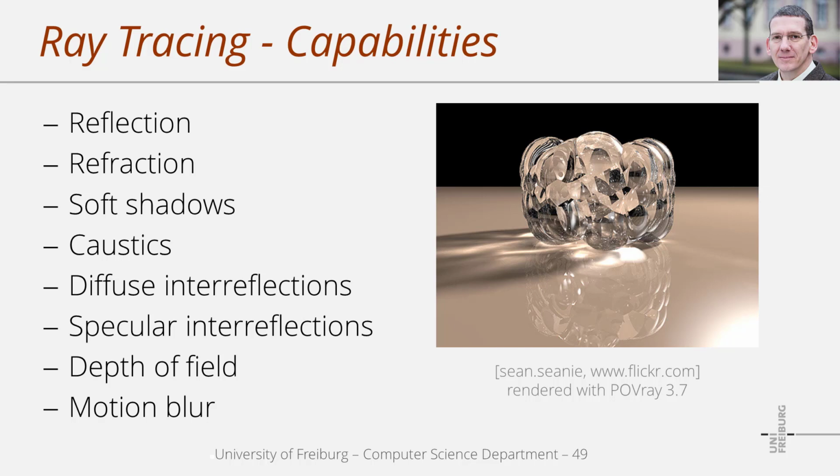Sometimes these inter-object illuminations are classified with respect to the surface material. So we can have diffuse or specular interreflections. In order to capture specular interreflections, fewer rays are sufficient, while diffuse interreflections typically require more rays. Last but not least, camera effects can be modeled. So depth of field or motion blur effects can be realized within the ray tracing concept.